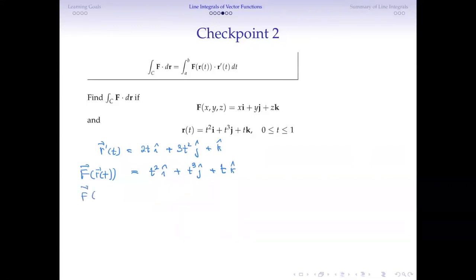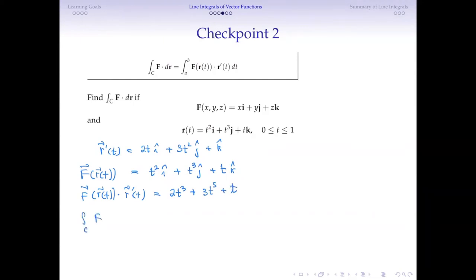The integrand of the integral I'm going to compute is the dot product of the vector field evaluated along the curve with the tangent vector. And so I can read that off. The i components give 2t cubed. The j components give 3t to the fifth. The k components just give t.